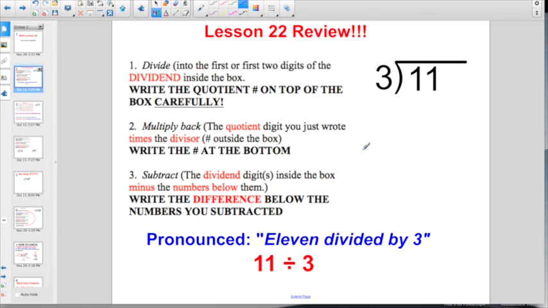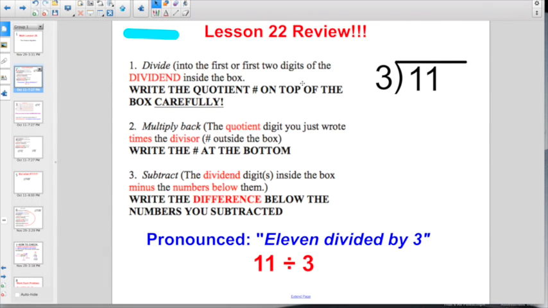So a little bit of review right now from lesson 22 because I still see some people making mistakes. Probably the number one mistake I see is they're trying to do it all in their head. So we had said back on lesson 22 that there's 3 steps. Your first step would be to divide into the first 2 digits of the dividend inside the box. A little bit more review. This problem is pronounced 11 divided by 3. You always say the dividend first, not 3 divided by 11.